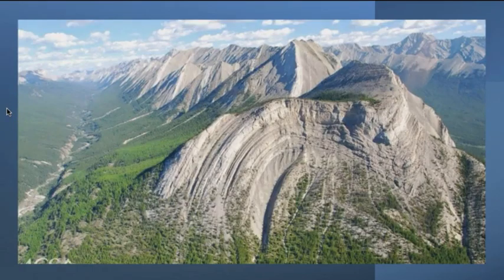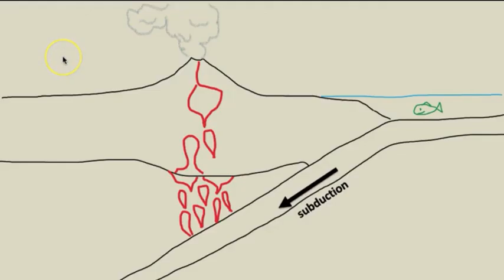The product of crustal deformation can be a mountain, such as the folded mountain in this photograph. Mountains are also made through volcanism, or the process of making magma and volcanoes. Most of Earth's volcanoes are found along convergent or divergent plate boundaries, because these are the regions where magma is being made.